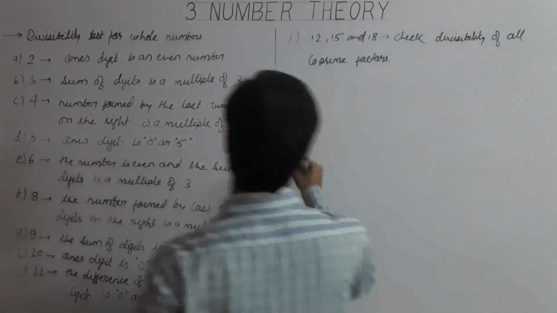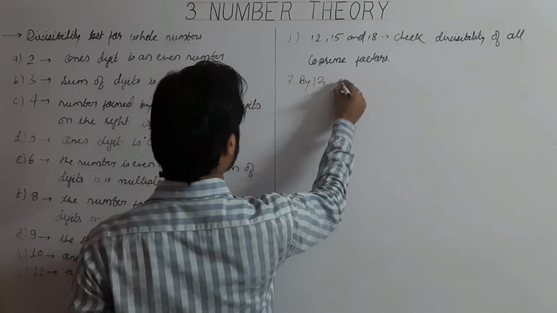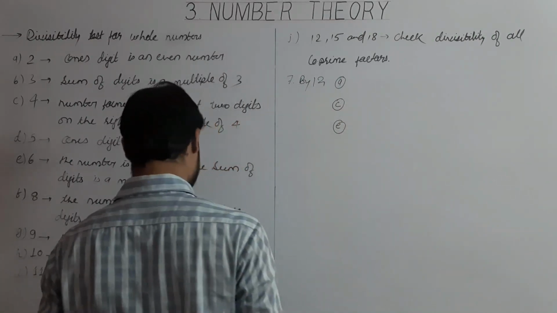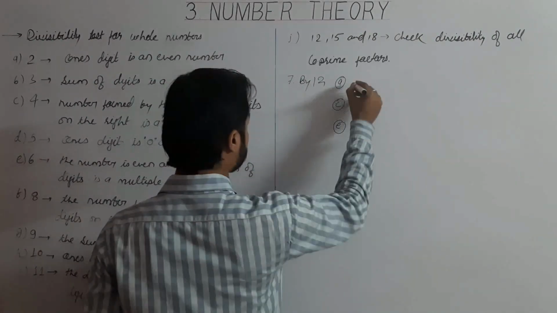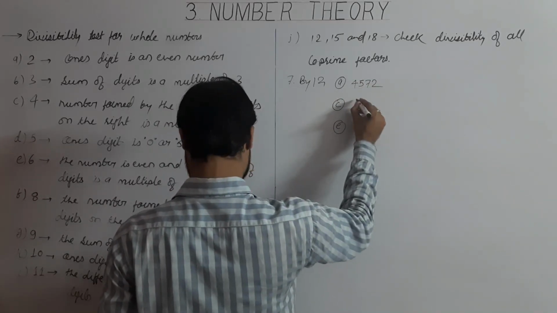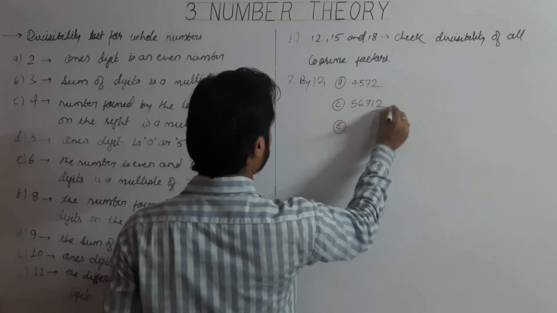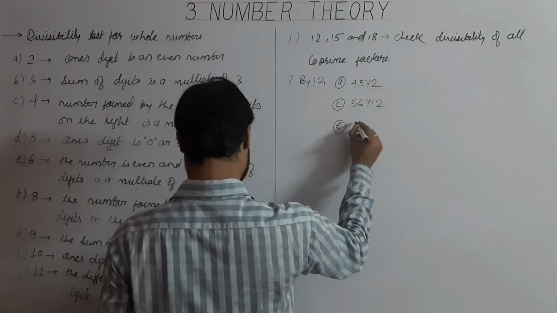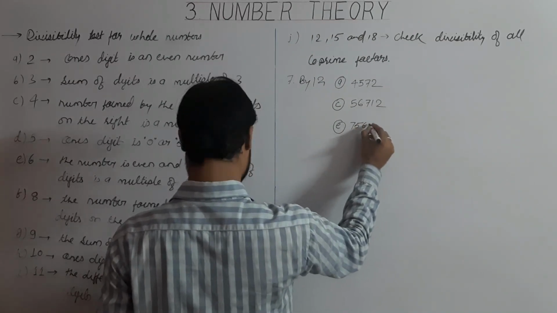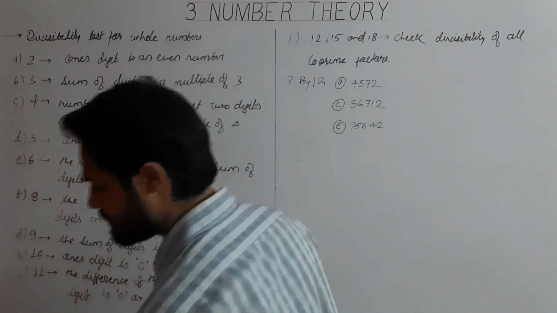Next, question number 7. Divisibility by 12. Part A, part C and part E. Given numbers are 4, 5, 7, 2. Then 5, 6, 7, 1, 2. And 7, 5, 6, 4, 2. These are given numbers.